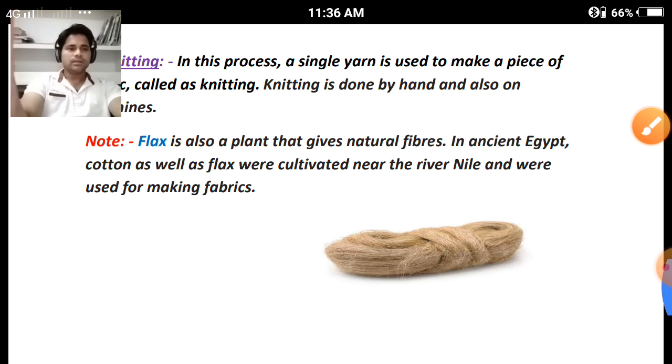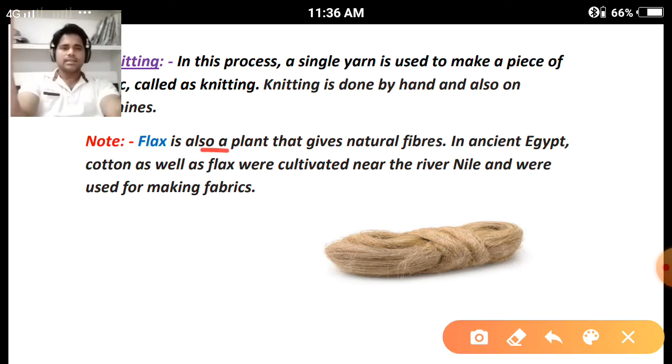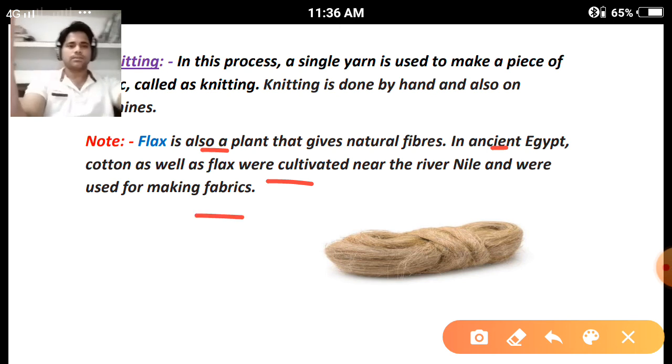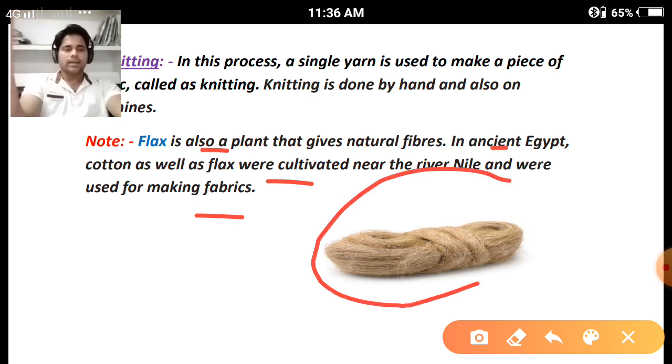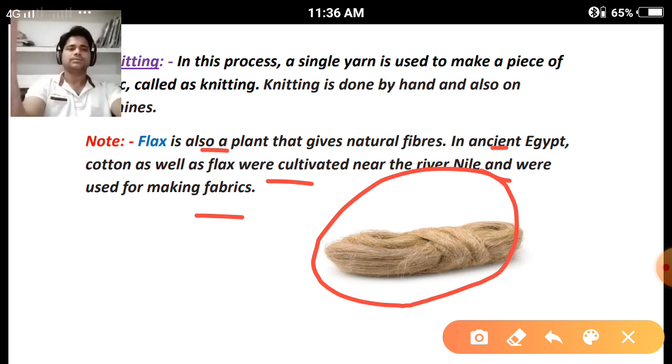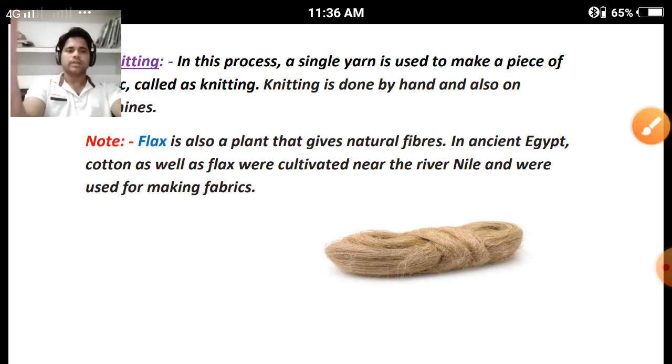Next, a note is given. Flax is also a plant fiber. In ancient Egypt, cotton as well as flax were cultivated near the river Nile and were used for making fabrics. This is very important to learn and always remember. Flax is also a plant fiber that is used to make fabric. It is depicted here in a diagram, and you can get the correct idea of the flax fiber. Clear? So this was about the notes in this chapter.